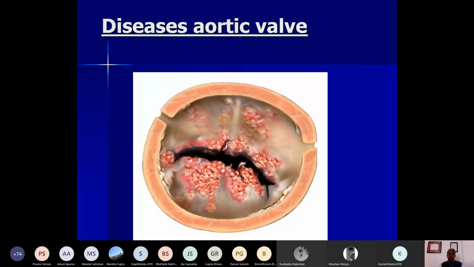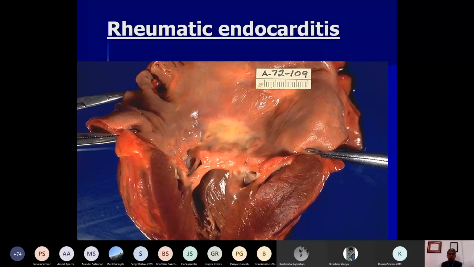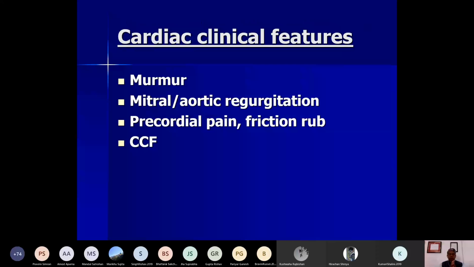Here is the valve. You can see these are the rough edges of the valve, and it is not able to close properly. So there is an incompetence over here. If you look at these chordae tendineae, they are shortened. So these valve cusps cannot come in contact with each other when closure of the valve is required. So it can lead to stenosis or it can lead to incompetence.